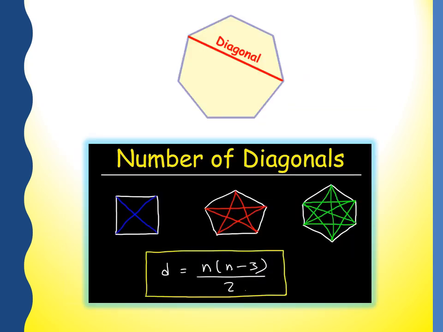Let's remember the diagonal. The diagonal in the polygon is a line segment which joins 2 non-consecutive vertices in the polygon. And to calculate the number of diagonals of any polygon according to the number of its sides, we have this rule: D equals n multiplied by (n minus 3) divided by 2.